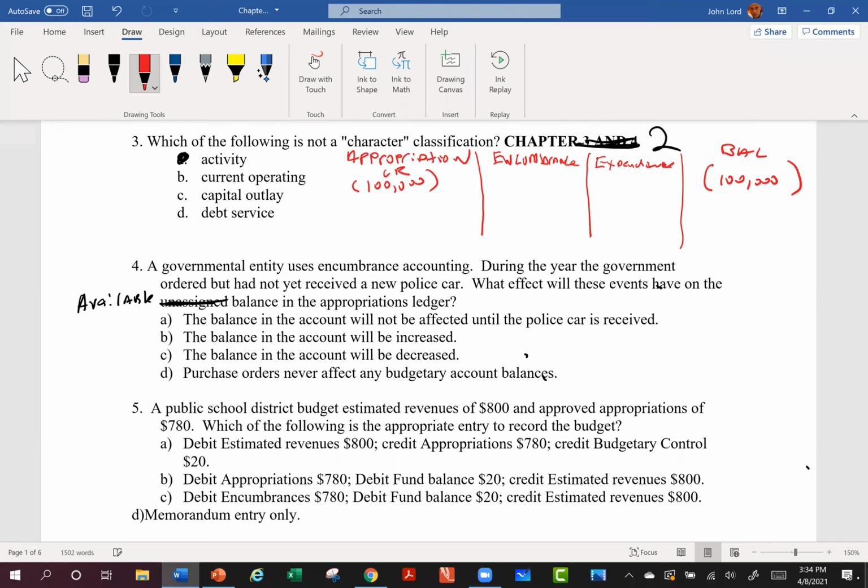Okay, good. So let's say I order a police car and I order it for $45,000. What should I do? You had debit encumbrance for 45,000. What? In credit budgetary control? Yes. Good. Okay. So what's the balance in here now? 55,000. Good.